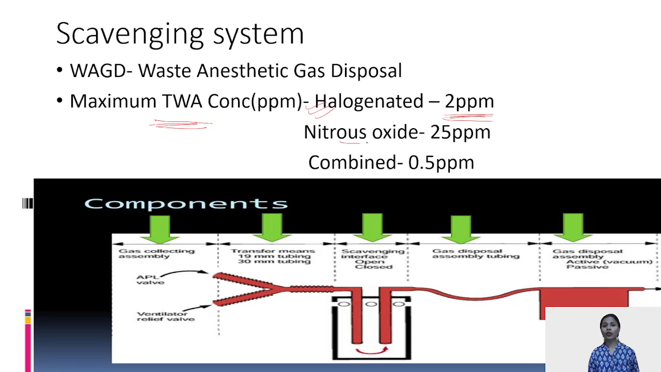Then talking about nitrous oxide, it is 25 ppm, which is the amount of nitrous oxide that is acceptable. But when you mix both of them, then it decreases to only 0.5 ppm. I repeat, when we talk about the maximum concentration of parts per million of the halogenated inhalational agent, only 2 ppm. When we talk about nitrous oxide, it is 25 ppm that is allowed. But when we talk about the combination of both of them, it is only 0.5 ppm that is allowed.